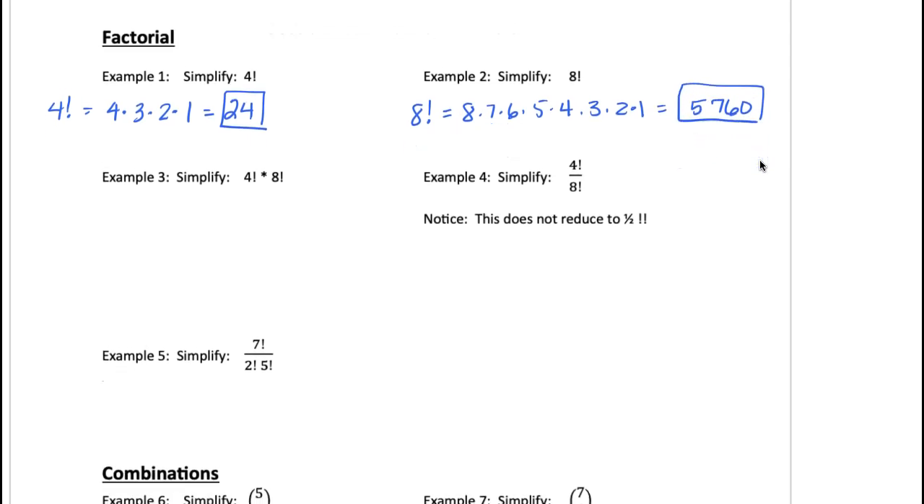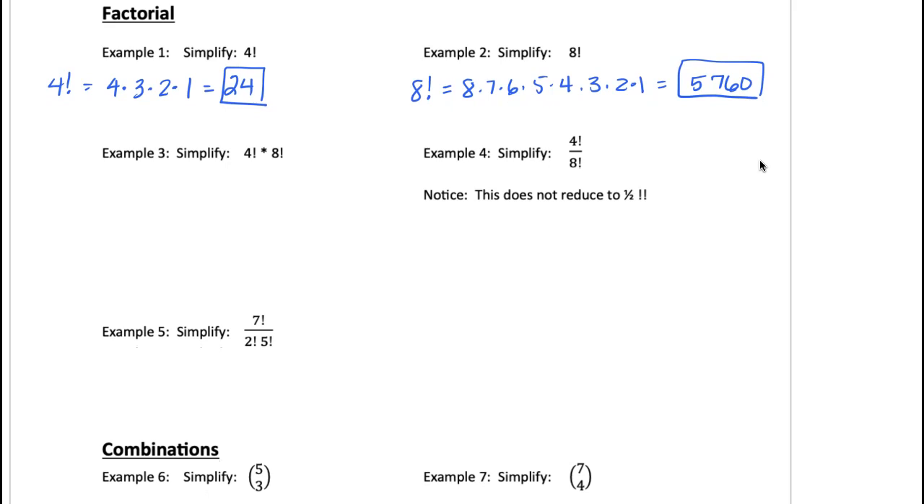When working with factorials, they need to be considered each individually. So 4 factorial times 8 factorial is not equal to 32 factorial. It really is simply 4 factorial, which we simplified to be 24, times 8 factorial, which we simplified to be 5,760, and then multiplying the two together is 138,240. So keep in mind what it means.